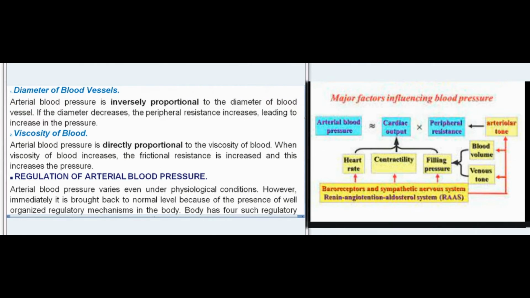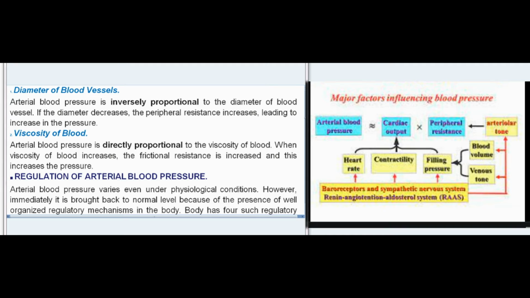Diameter of blood vessels. Arterial blood pressure is inversely proportional to the diameter of blood vessel. If the diameter decreases, the peripheral resistance increases, leading to increase in the pressure. Viscosity of blood. Arterial blood pressure is directly proportional to the viscosity of blood. When viscosity of blood increases, the frictional resistance is increased and this increases the pressure.